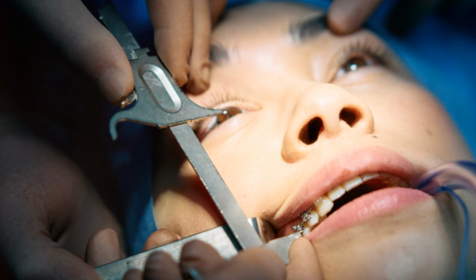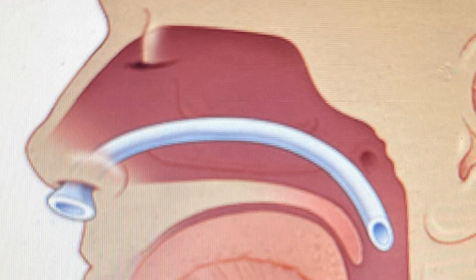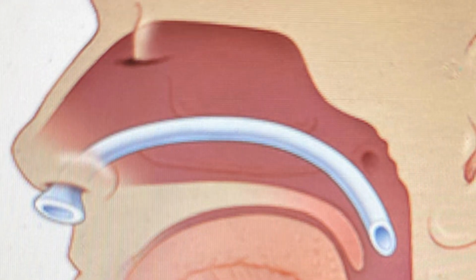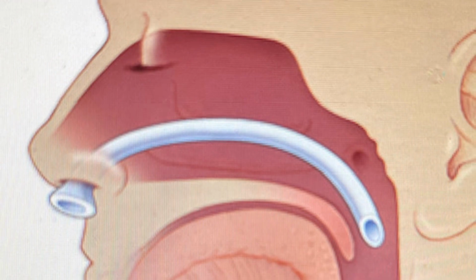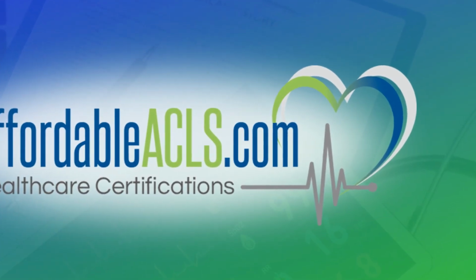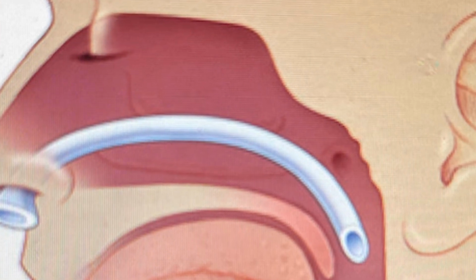Measure the distance from the tip of the patient's nose to the earlobe. Lubricate the tip of the NPA with a water-soluble lubricant. Insert the NPA into the nostril, advancing it gently along the floor of the nasal passage. If resistance is encountered, try the other nostril. Once the NPA is in place, ensure it is secured to prevent dislodgement.